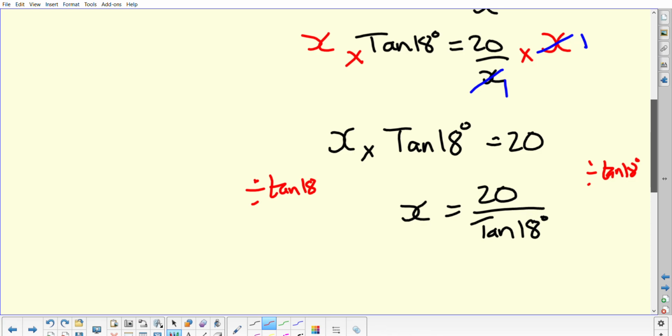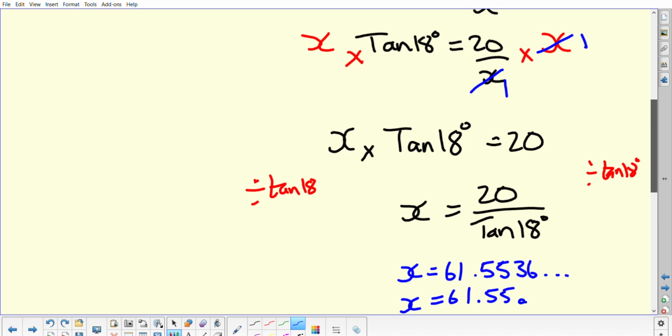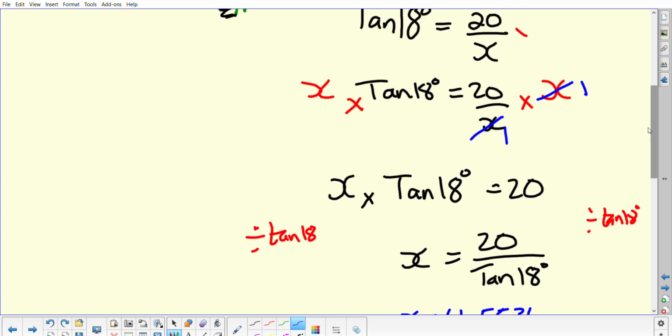Do that on the calculator and you will get x equals 61.5536, whole of the other digits, and that becomes 61.55 centimetres. So a wee bit more complicated, that one, because the x was on the bottom, so it involved two processes to get down to the x equals.